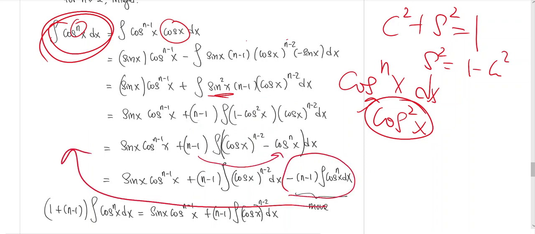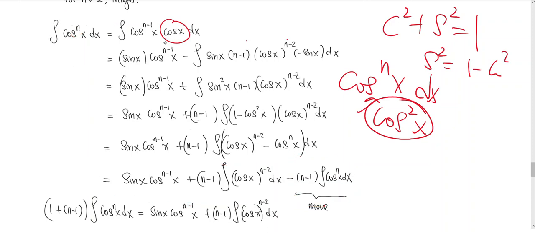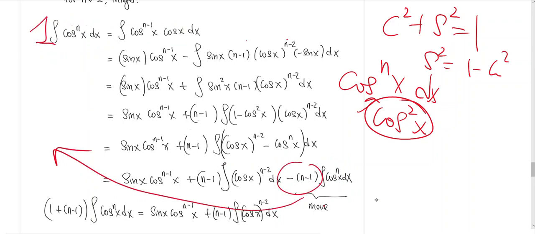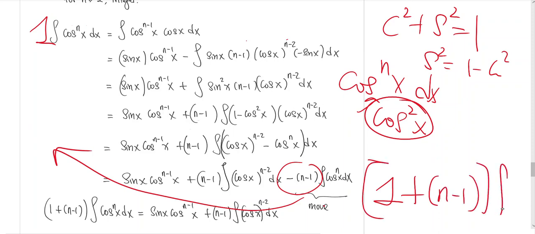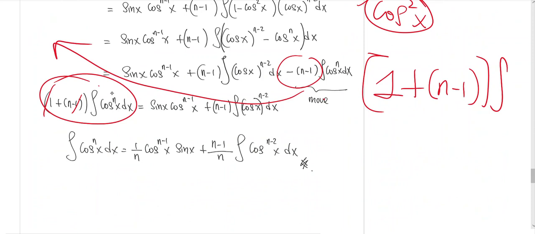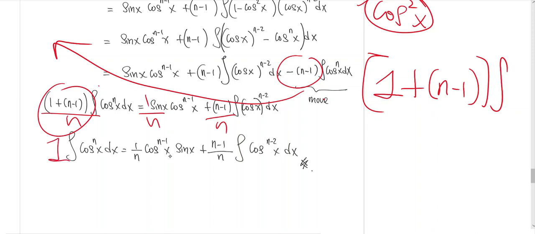This, I can move to the other side. Okay, so look here. This is a 1. So when I move to the other side, I will have 1 plus (n minus 1) of that whole integral stuff, which is right here. And minus 1 and 1 cancel out. So apparently this side here is just n. So I'm dividing n across, n across, n across. So this n over n is our 1. And then we have this.